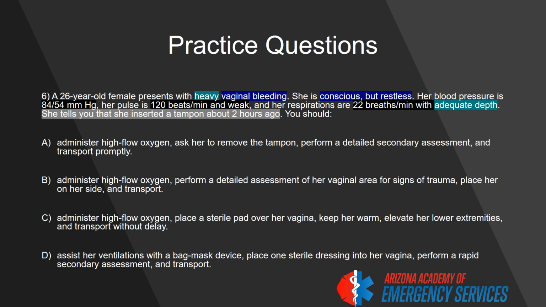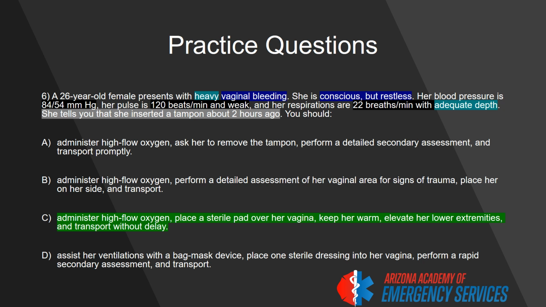So given that information and given the information in the scenario question and how we treat for shock, we can move forward and ascertain that the correct answer is in fact answer option C. Administer high flow oxygen, place a sterile pad over her vagina, keep her warm, elevate her lower extremities, and transport without delay.